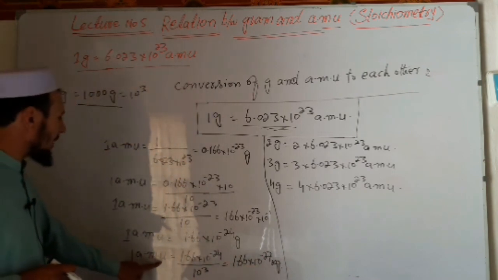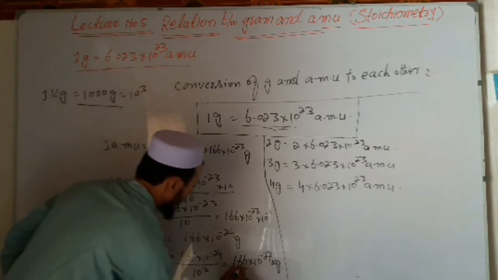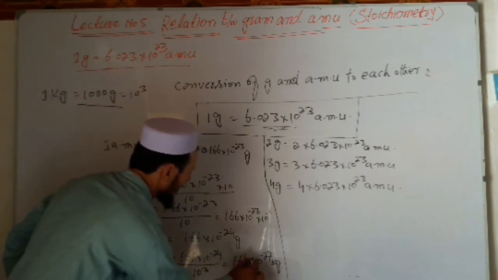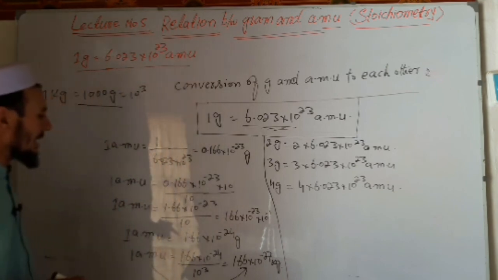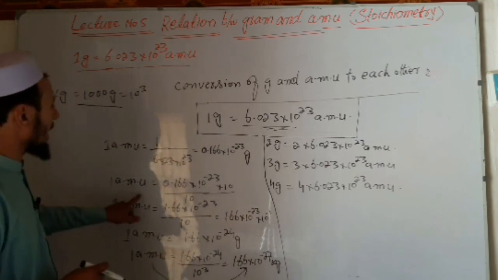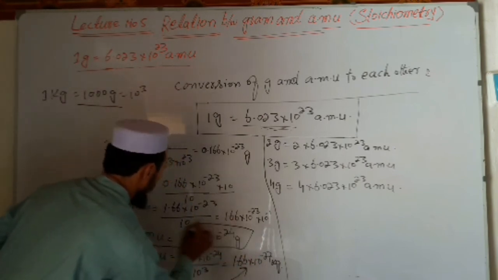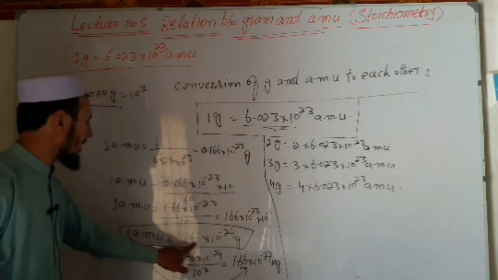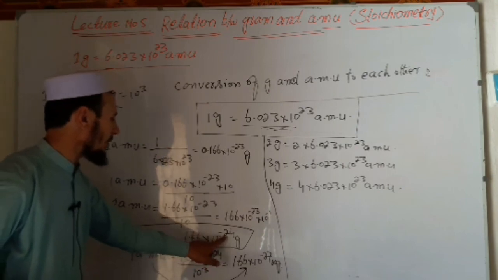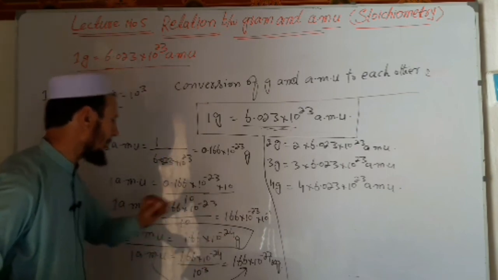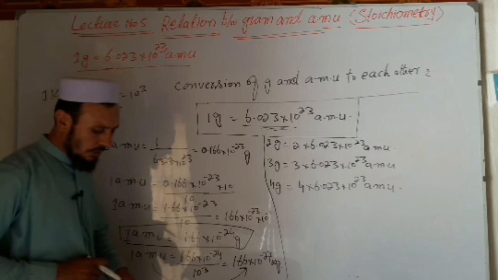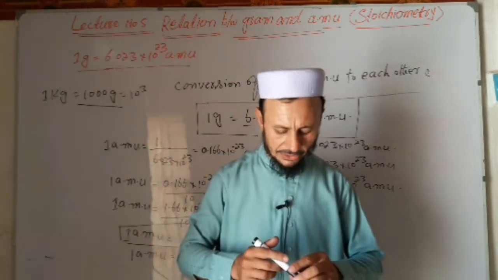It means that 1 a.m.u is equal to 1.66 multiplied by 10 raised to the power of minus 27 kilogram, and 1 a.m.u is equal to 1.66 multiplied by 10 raised to the power of minus 24 gram. It means that a.m.u is a very small unit.